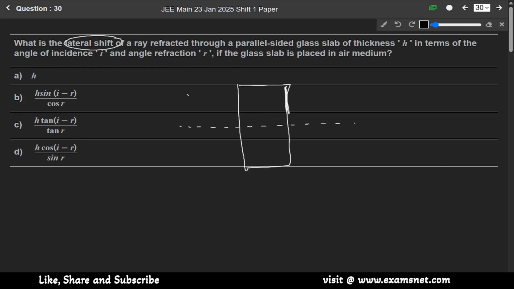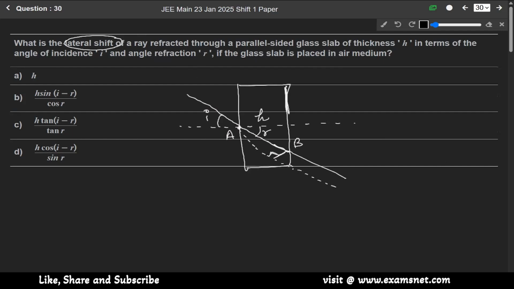Let us suppose this is the angle of incidence I. A ray is coming and it gets refracted back. This is angle R. Let us say this is point A and it gets refracted back. This is point B. And we draw a perpendicular from this. So from this we will determine the lateral shift. Let us say this is 90 degree and this is point H.